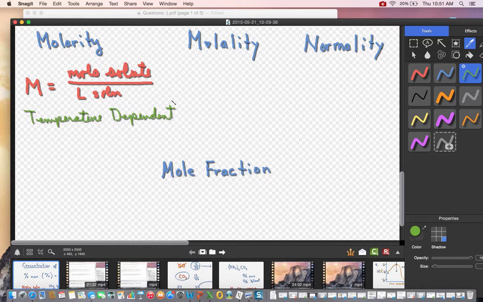So when we are doing an experiment where temperature change is a part of the experiment, two great examples: the elevation of boiling point, the depression of freezing point, we can't use molarity as our concentration unit. We have to use molality, because molality, or lowercase m, is moles of solute, notice that's exactly the same as molarity, divided by kilograms of solvent.